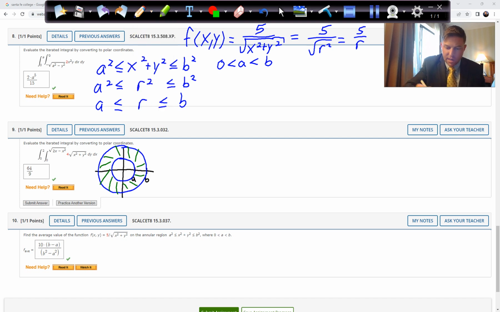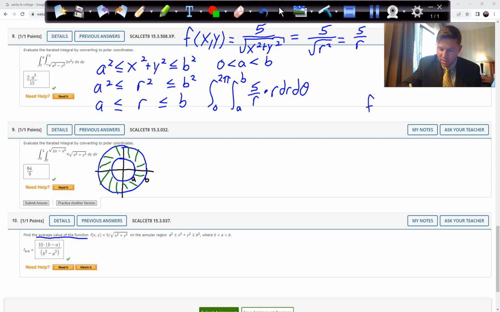So we can immediately write that theta goes between 0 and 2 pi, the radius goes from a to b, and the function we're solving is 5 over r. And then we add in our r dr d theta, and the r's cancel, and the 5 can just be pulled out. Wait, careful. This is the equation if we're just trying to find the volume using double integrals. But this wants the average value of the function.